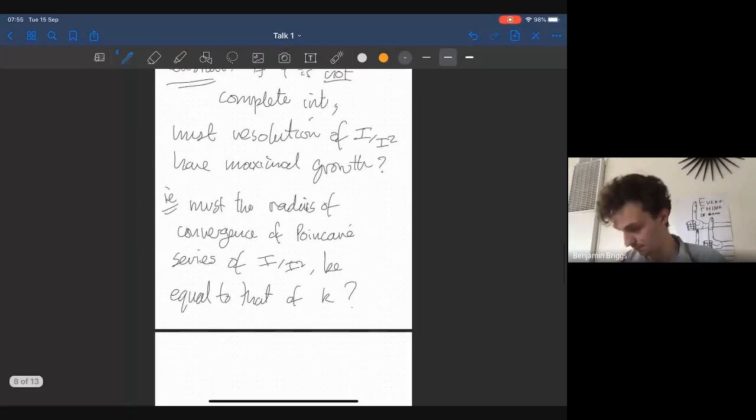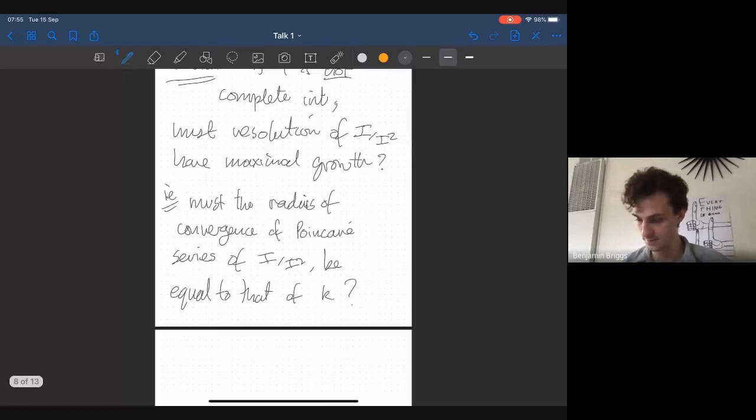So one way of measuring the growth is by the radius of convergence. So is it true that the kernel module has the same radius of convergence as the residue field K? This is something that Avramov and Herzog prove in their context. So it would be interesting to know if this is always true.